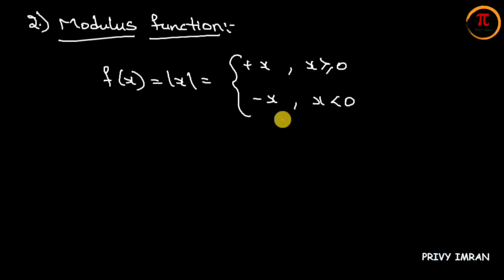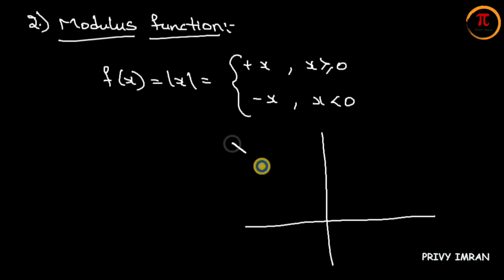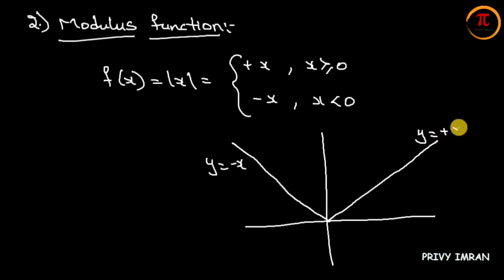Now if I draw the graph, here this is y equal to minus x, and here it is y equal to plus x. Here y equal to x makes an angle of 45 degrees with the positive direction of the x-axis, and the angle between the negative x-axis and y equal to minus x is also 45 degrees.